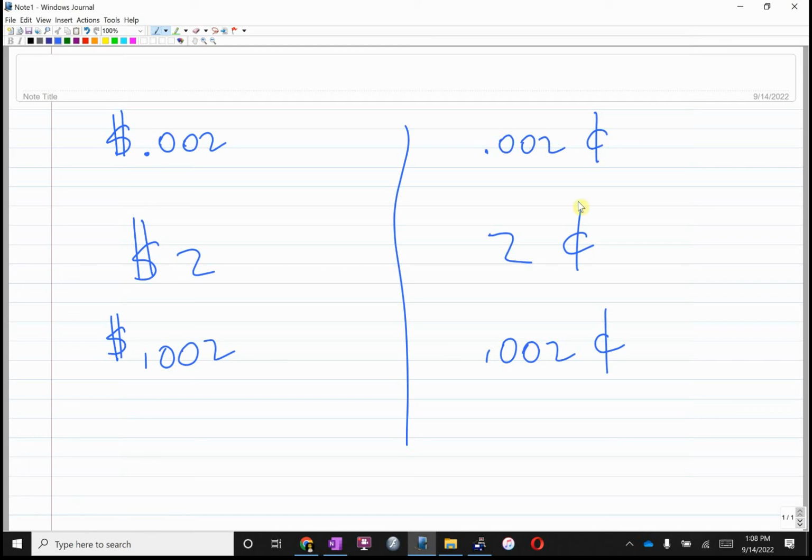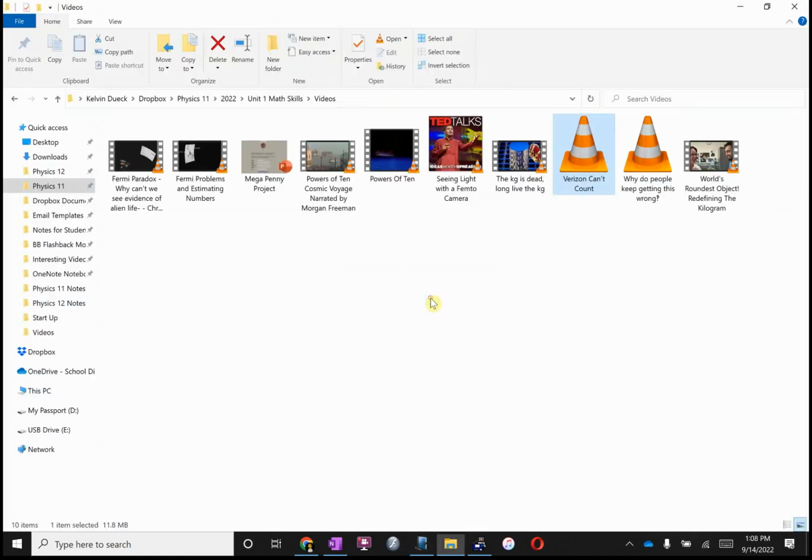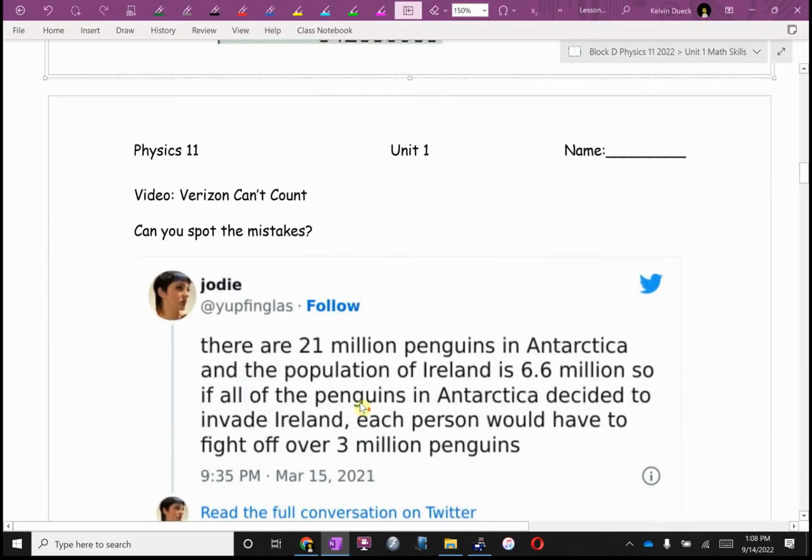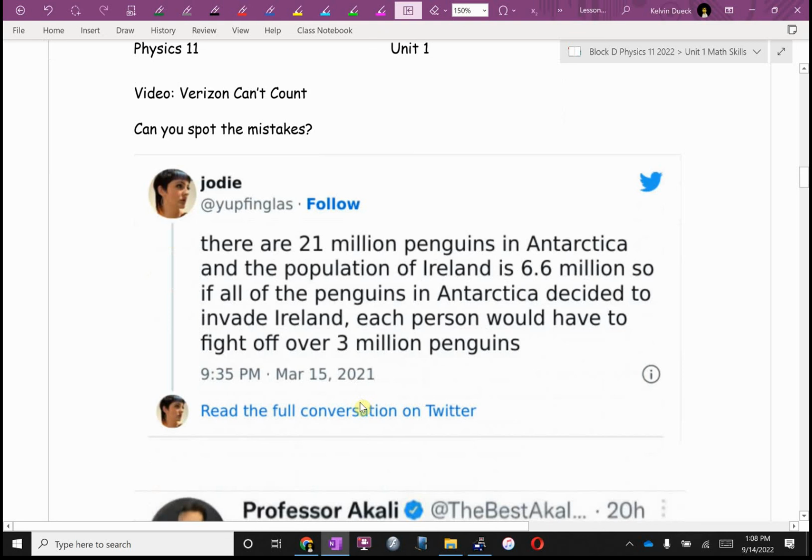Now you might say, oh, Mr. Do It, people aren't that dumb. Then I took a deep dive in Twitter this summer. This was one I found on Twitter. This got retweeted several thousand times. There are 21 million penguins in Antarctica. And the population of Ireland is 6.6 million. So if all the penguins in Antarctica decide to invade Ireland, each person would have to fight off over 3 million penguins. Is that correct?